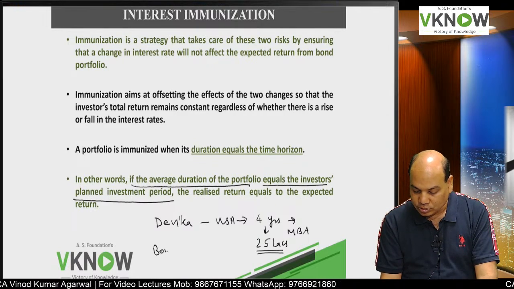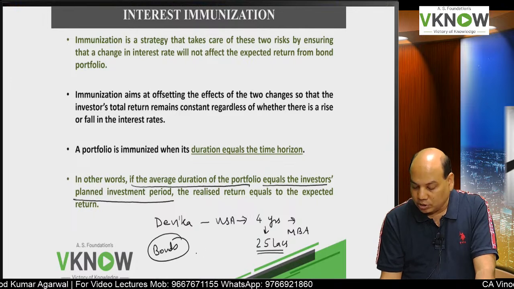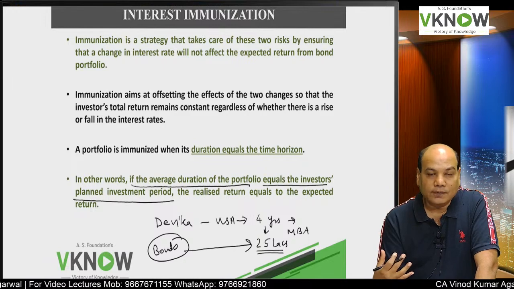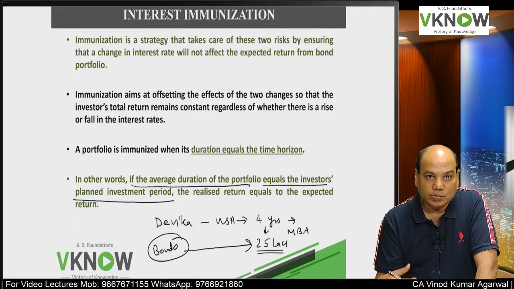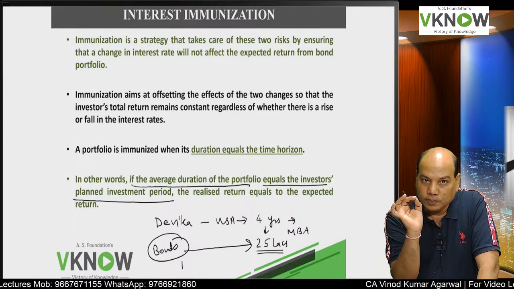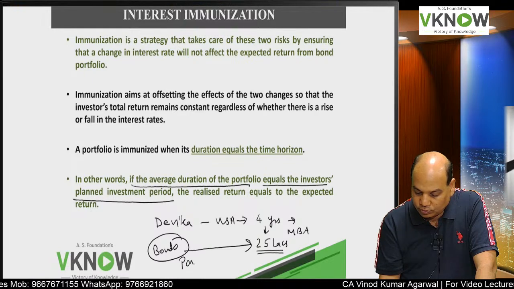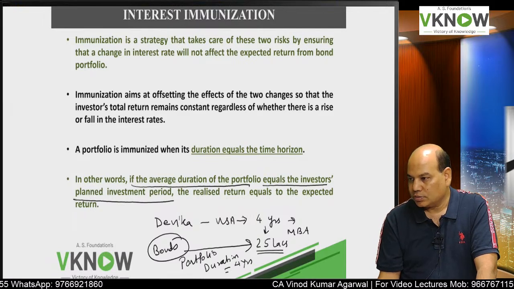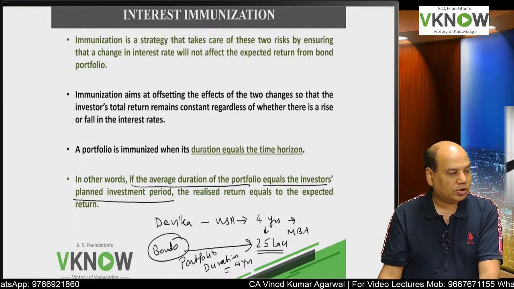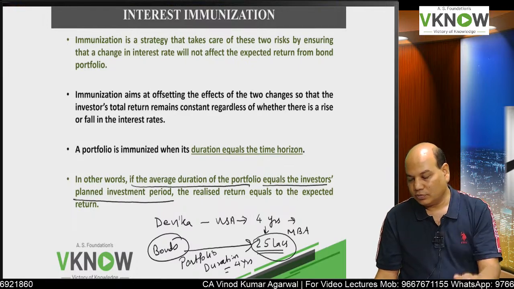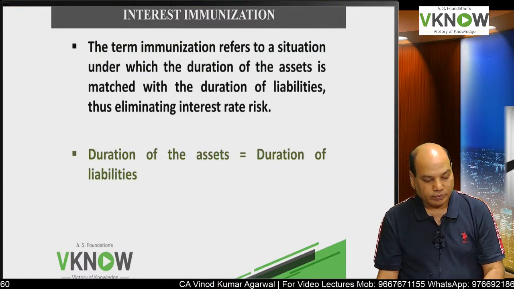She has invested in bonds, but the problem is that after 4 years, when she will sell the bond, at that time she may or may not receive 25 lakh rupees because interest rate will change, bond value will change. So therefore she has to create a portfolio of bonds. Portfolio duration should be equal to, yes, how many years? 4 years. So if you can create a portfolio with duration 4 years, you will get your desired return, and we are going to prove that with the help of some numbers.